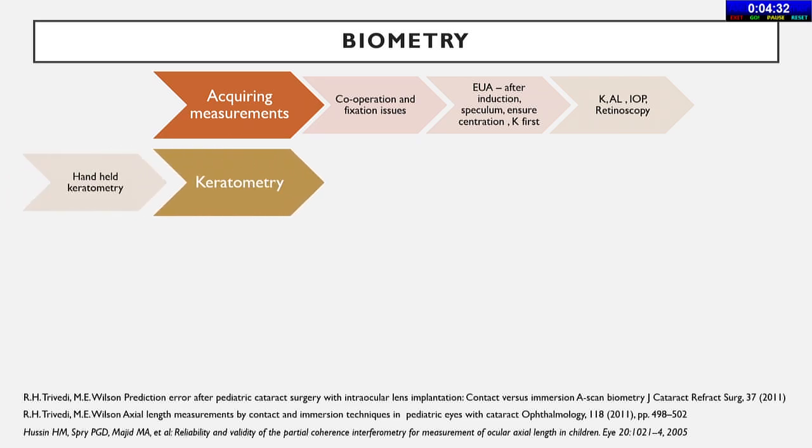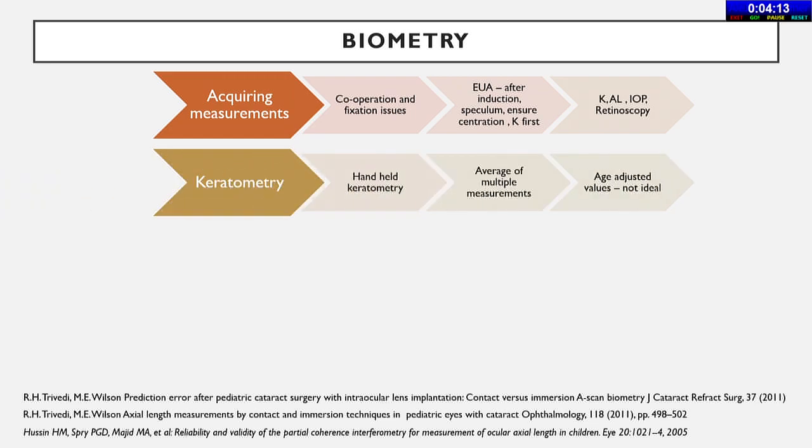Sometimes in places where a handheld keratometry is not available, there are tables which give you age-adjusted values. However, this is not the ideal method. Axial length measurements are typically done using an ultrasound method, which can be either immersion or contact. Immersion is considered superior to contact because it doesn't cause indentation, and that is considered the gold standard.